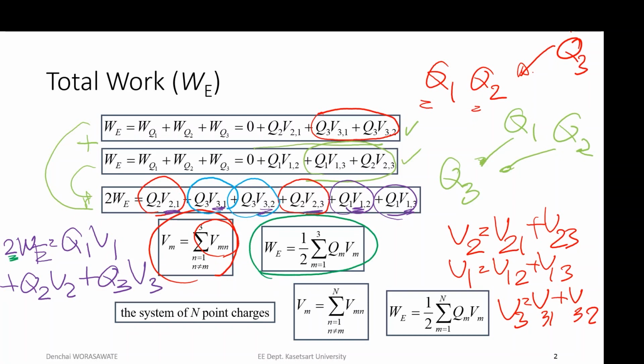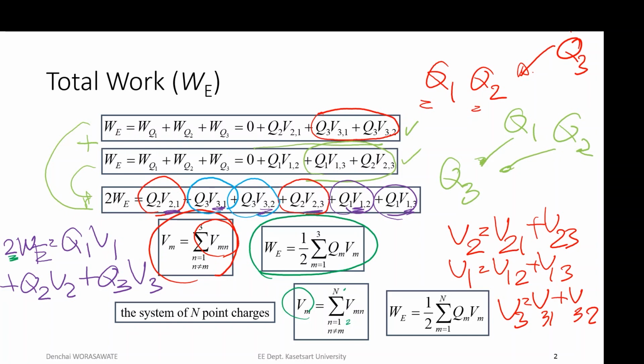So this is the equation for the work to move 3 charges from infinity to their locations at points P1, P2, and P3. And we can extend this equation to n number of charges. We sum from n equal to 1 to n. We can get the potential at each location, then we multiply the charge by that potential, sum all of them together and divide by 2. This is the work that we need to apply to move the charge from infinity to that location.